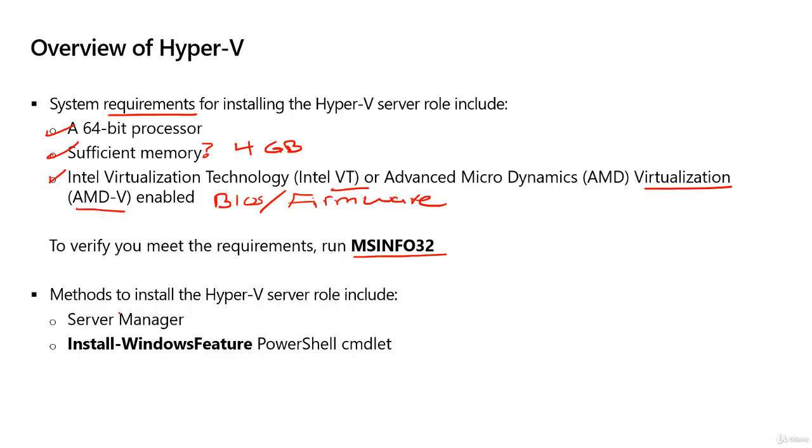Now, when I want to install Hyper-V, there are 2 ways to install it. Just go through Server Manager and install it like any other role or feature. It's going to be in the list. You can also use PowerShell. This Install-WindowsFeature, just choose PowerShell and you can install it directly from the PowerShell command line.